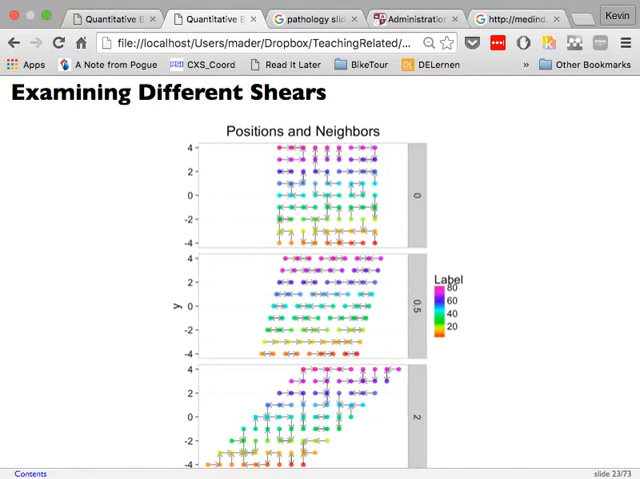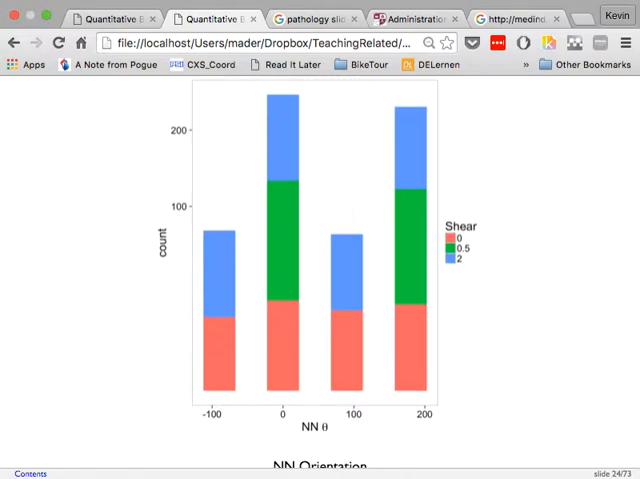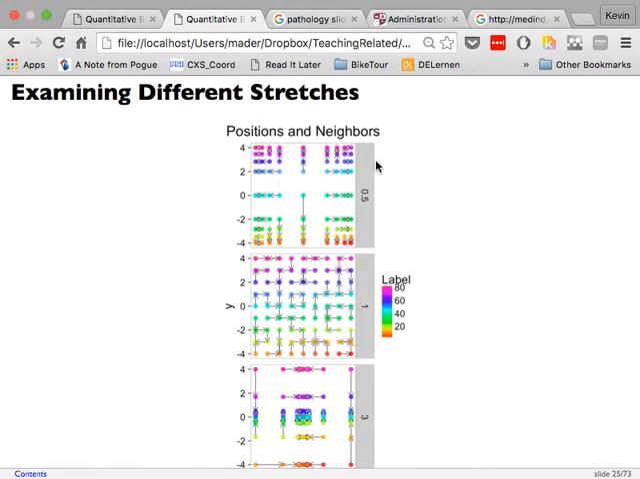So we were at the shear distributions, where we saw the points shift from here to here to here, and the nearest neighbors change so that we only have this distribution with the orientation at negative 90 and 90 on the x-axis, and we don't have any of the connections between the top and the bottom anymore. Now we go to stretches.